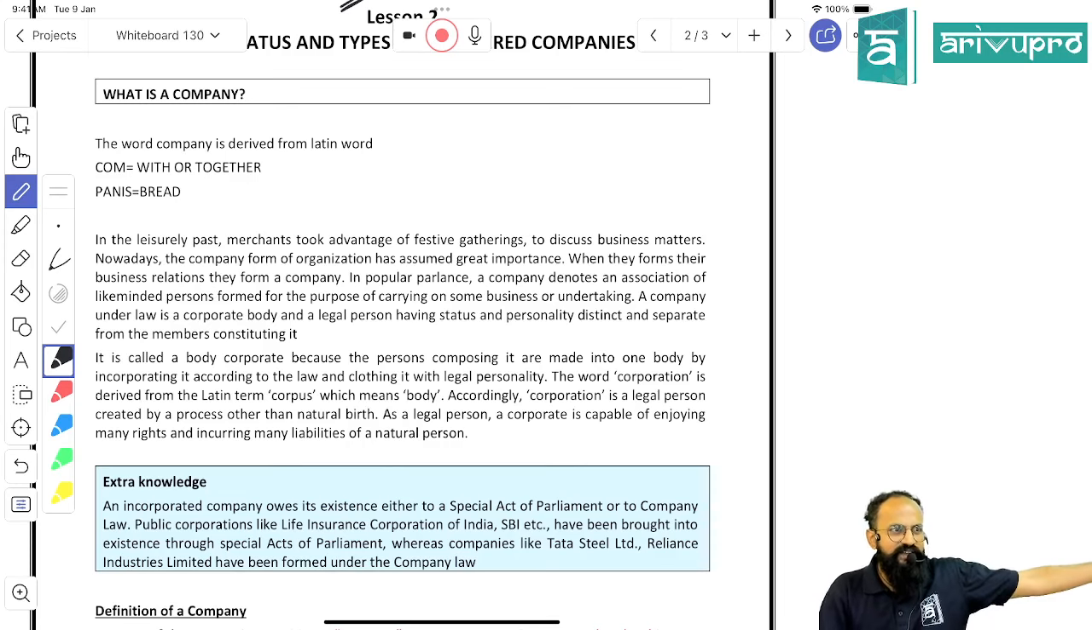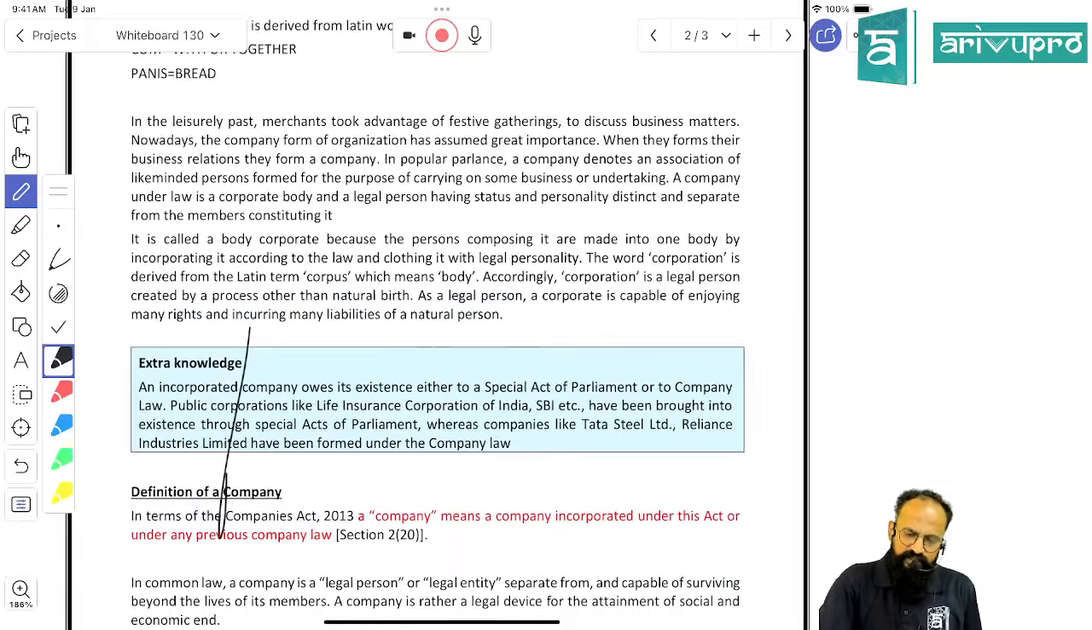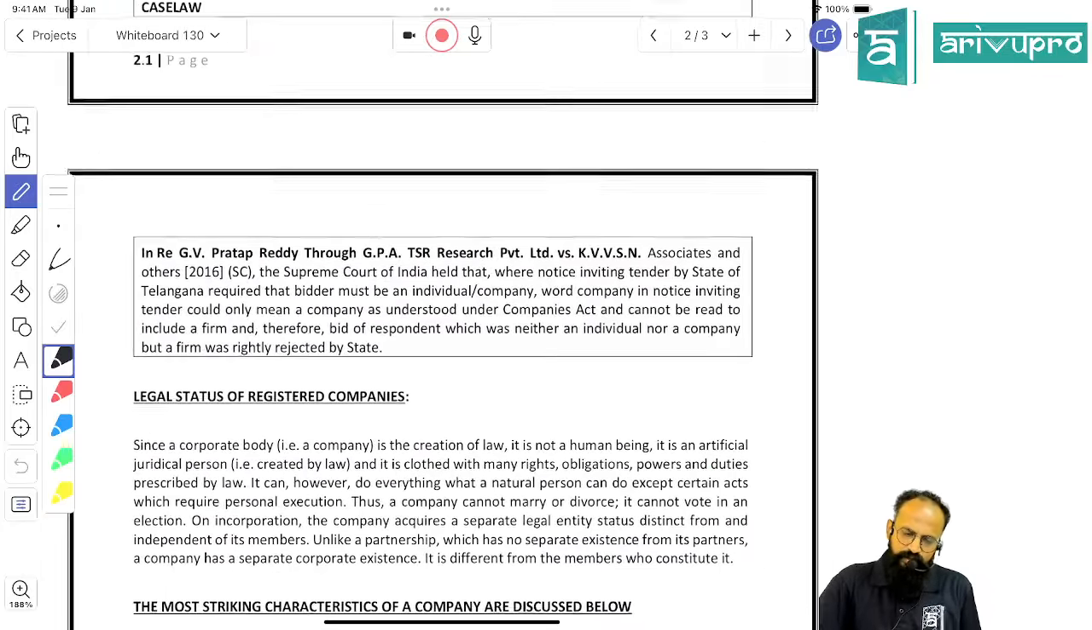You got the material? I think it will be uploaded in the app. You guys can download it. So I think you can take a printout of it from there. Because of some security issues, they have stopped sharing it on WhatsApp and all. Okay. So let us start with the definition and characteristics.